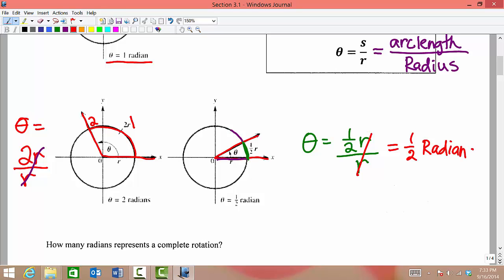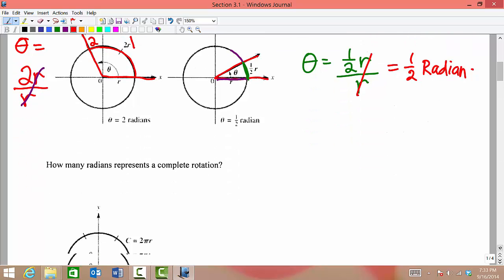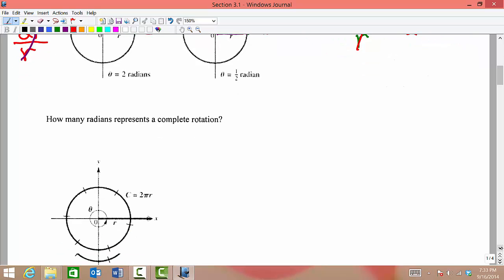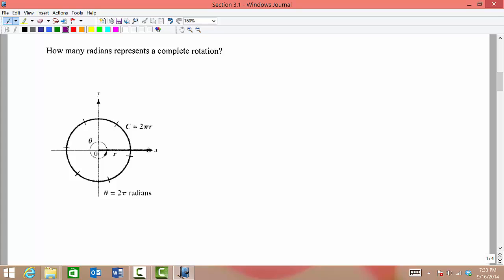So half a radian. How would we describe then a complete rotation in terms of radians? If we have a complete rotation, if our angle theta is measured in radians, then we would have to define it as the arc length of a complete rotation, so the arc length of the entire circle divided by the radius.